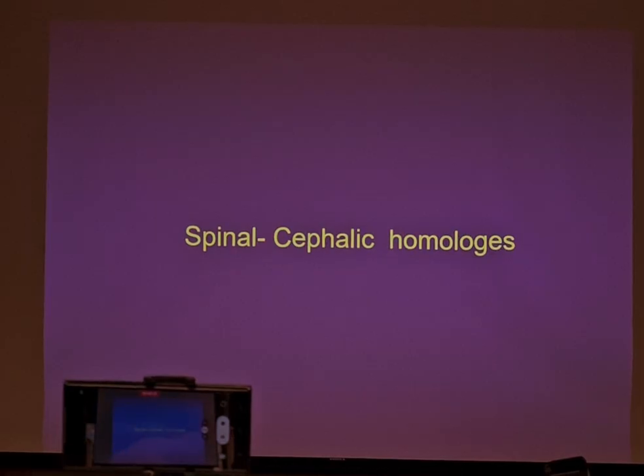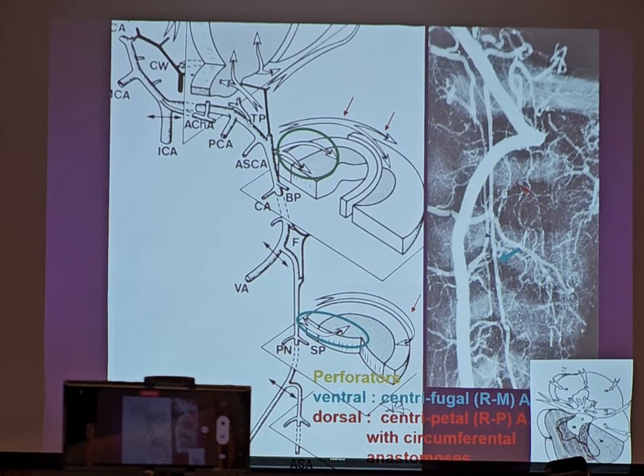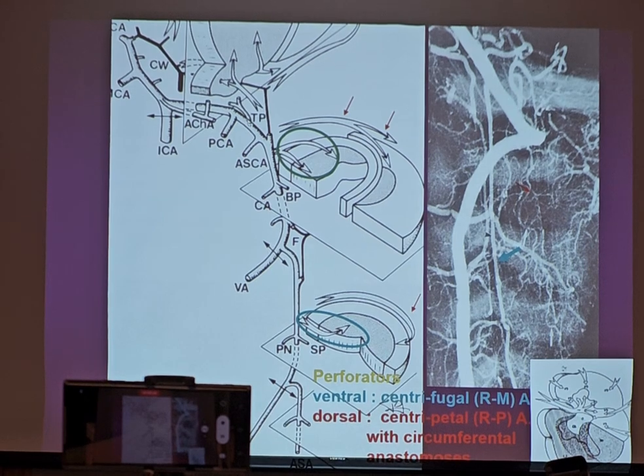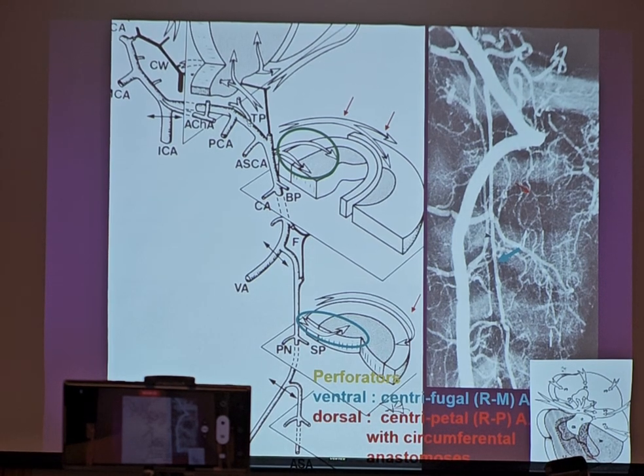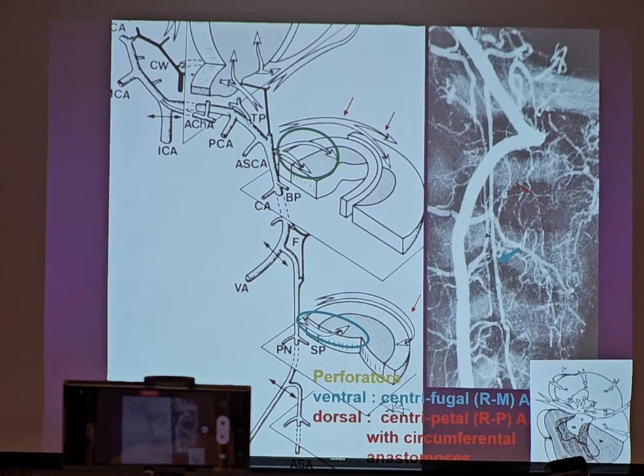So not only that figure, but we have other spinal cephalic homologues, especially perforators. If we know that the ventral system gives rise to the dominant perforators, that is called, for example, at the spinal level, the sulcocommissural artery coming off from the ventral spinal artery.